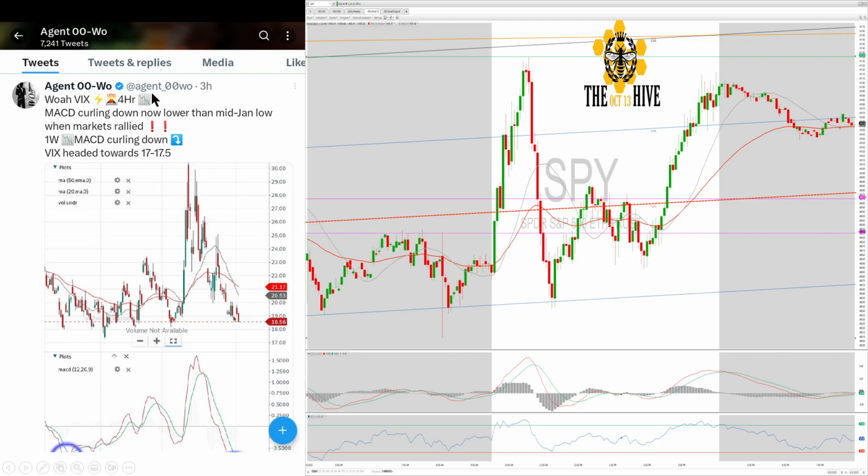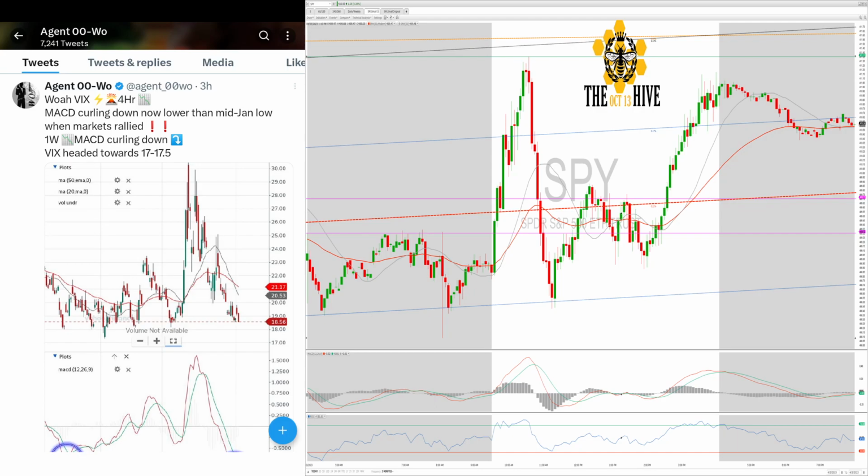But if you want to see what I'm seeing, look up the VIX 4-hour chart. The MACD is curling down now, lower than the mid-January low. The 4-hour MACD today is lower than the mid-January low. You can't quite see it. I did circle it, it's out of view. Trust me, it's lower. That is not good. That is straight up bearish for the VIX.